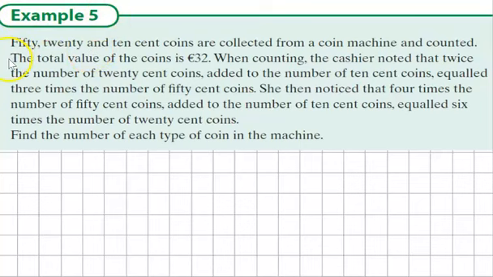Example 5. 50, 20 and 10-cent coins are collected from a coin machine and counted. The total value of the coins is €32. When counting, the cashier noted that twice the number of 20-cent coins added to the number of 10-cent coins equaled 3 times the number of 50-cent coins. She then noticed that 4 times the number of 50-cent coins added to the number of 10-cent coins equaled 6 times the number of 20-cent coins. Find the number of each type of coin in the machine.